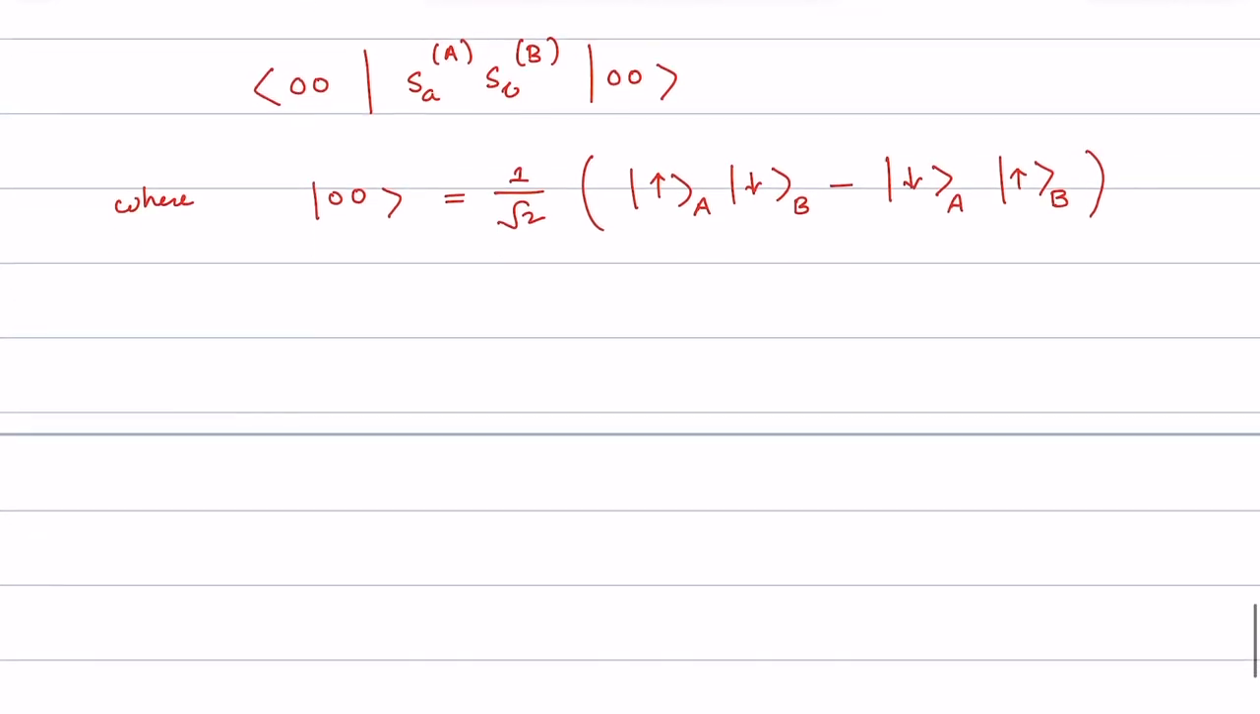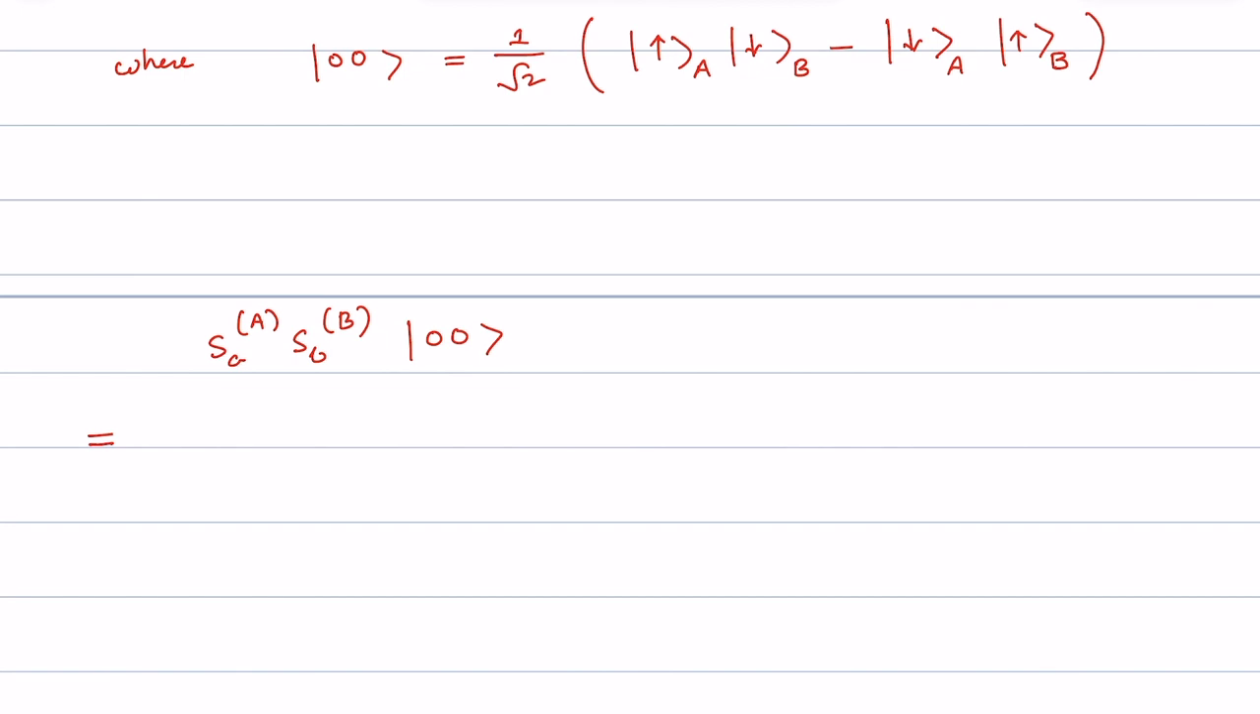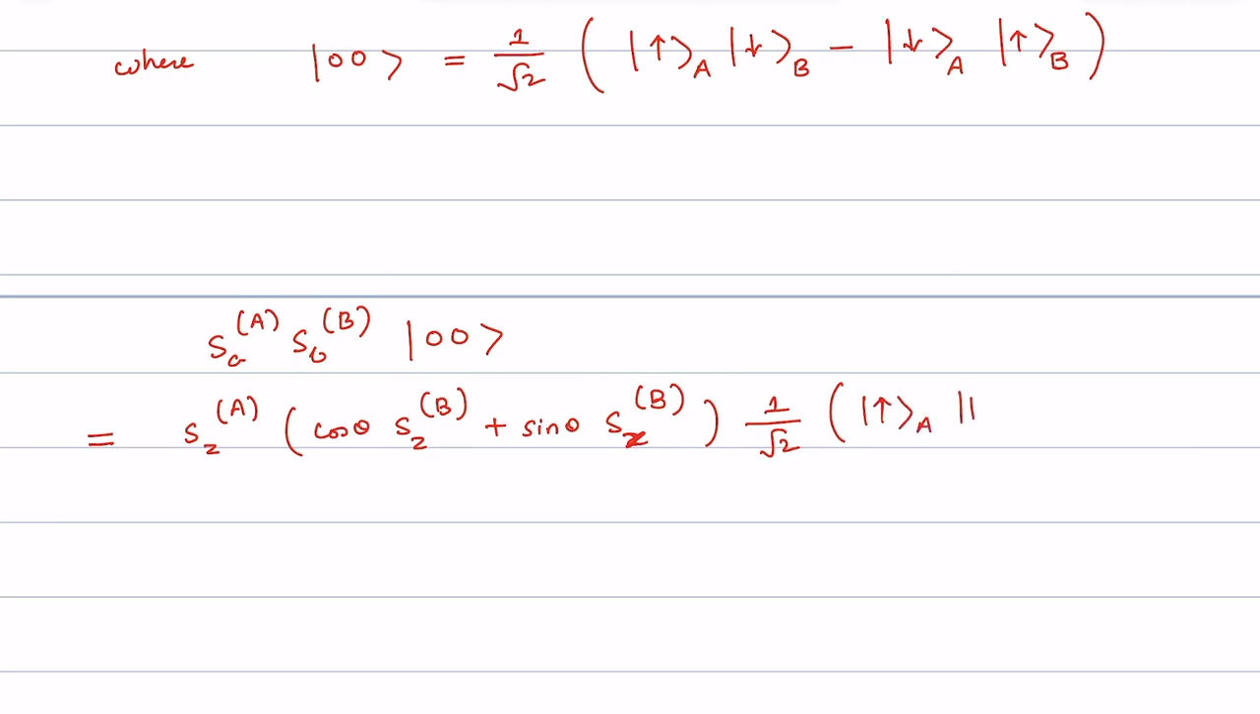So to work it out, first let us calculate SA SB. Since I have already taken A to be along the Z direction, let me write it like this: SZA, and SB is cos theta SZB plus sin theta SXB, and this is operating on |00>, which is 1 by root 2 (up A, down B minus down A, up B). Okay, so this is what I have.